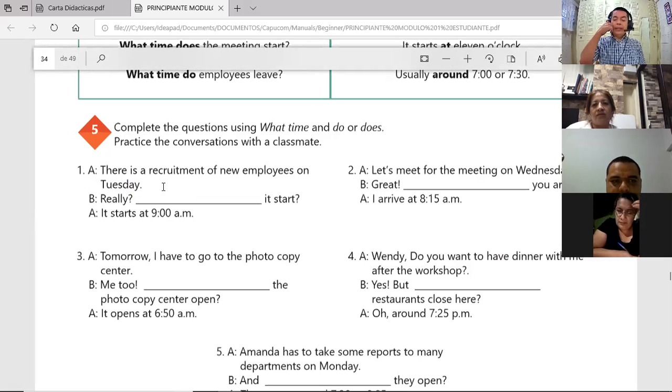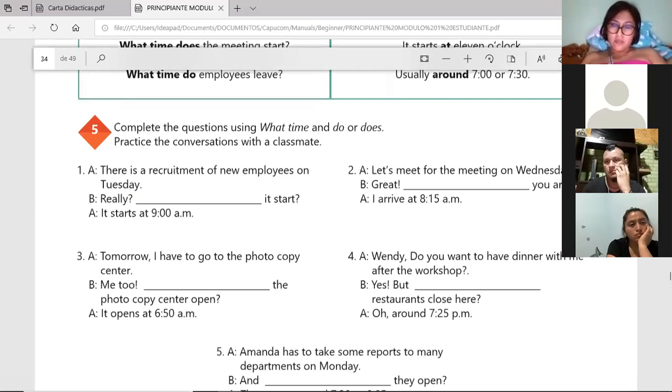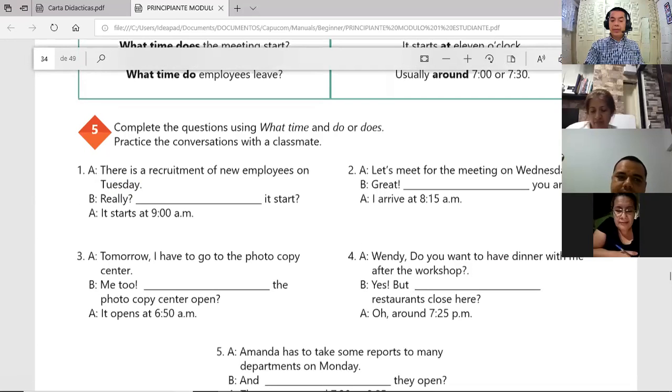Conversation two. Please, Fatima, your letter A. And Tatiana, your letter B. La dos, ¿verdad? Yes. Number two. Your letter number A. Two. Yes. Your number two. Your letter B. Okay.